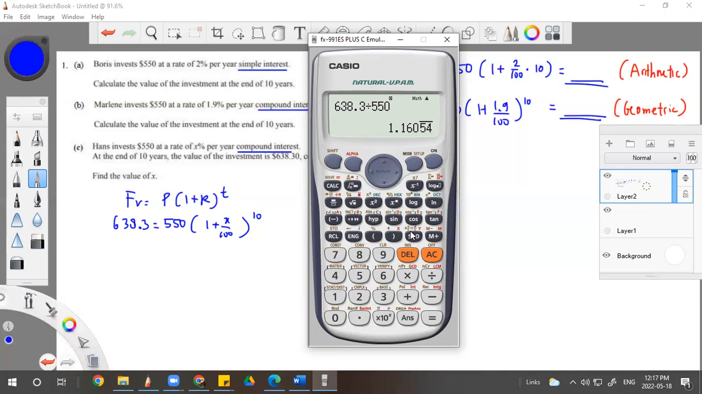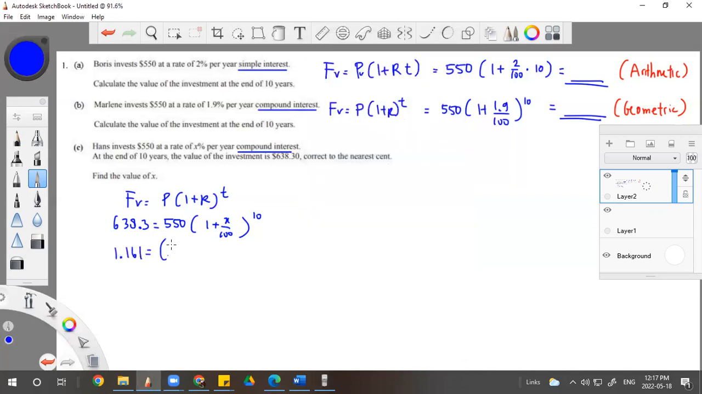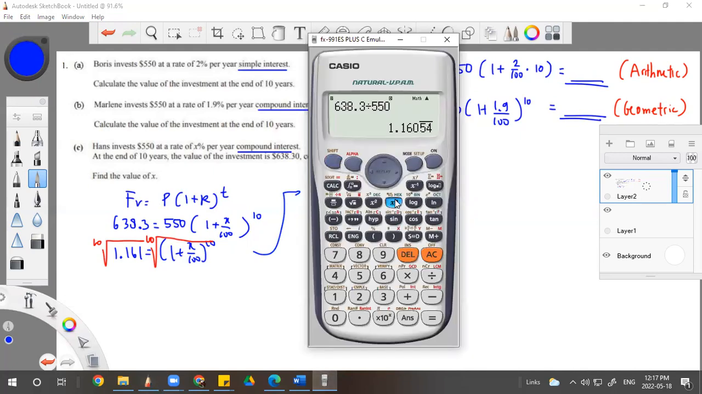Okay, 1.161, let's say, I just round the number. So 1.161 equals (1 + X/100) to the power of 10. Again, we need to find X. We have an obstacle right now. What is the obstacle? The power of 10, right? So what you need to do is take the 10th root, because then you can ignore the 10. Pay attention in this case. So do the calculation. The calculator use is extremely needed.